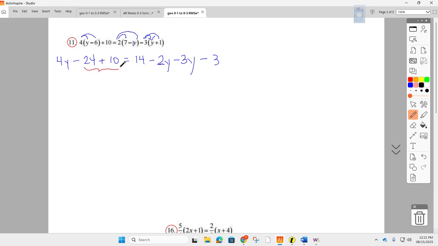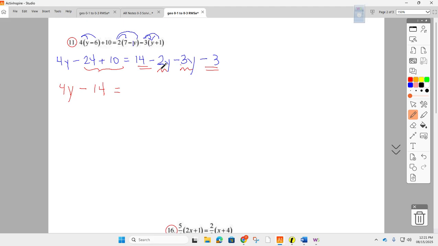We can. We've got constants here, right? Terms with no variables. We can always add numbers with no variables. So we've got 4y, and negative 24 plus 10 is negative 14. We're going to write that as minus 14. The right side, we've got a couple things we can combine. We can combine these constants, and we can combine these variable terms.